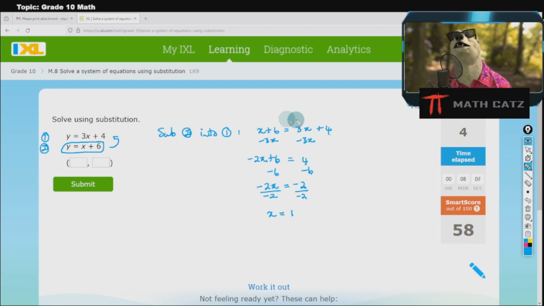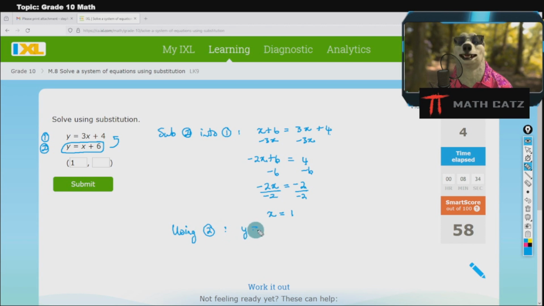Now, you don't have to necessarily write that much detail, but some detail is good, especially as you're learning. Let's put the 1 in as we have discovered it. And now we can use any one of the equations to find the corresponding value for y. Let's use equation 2, for example, because it's the simplest one. I go for the simple one.